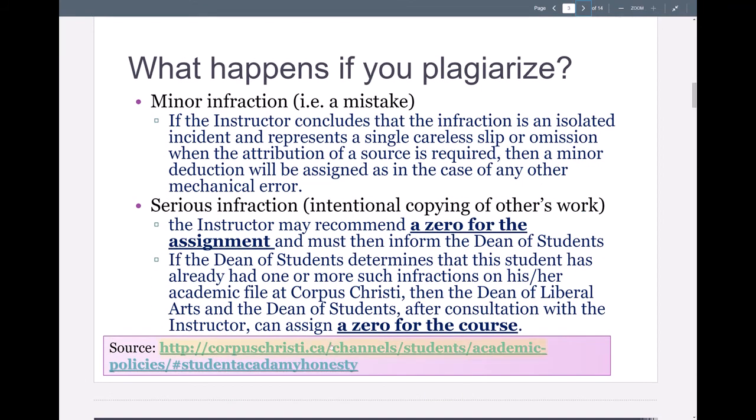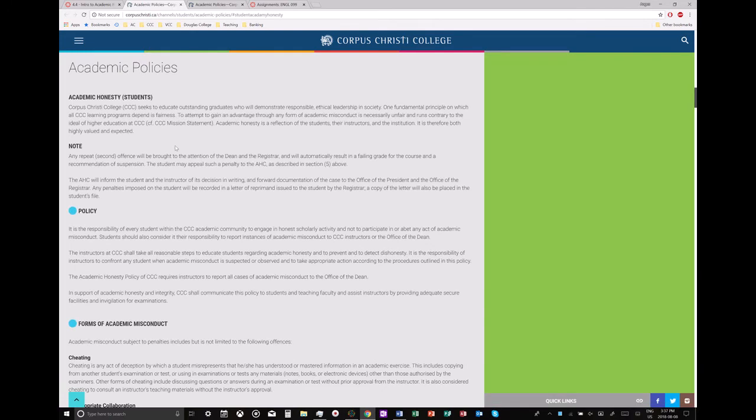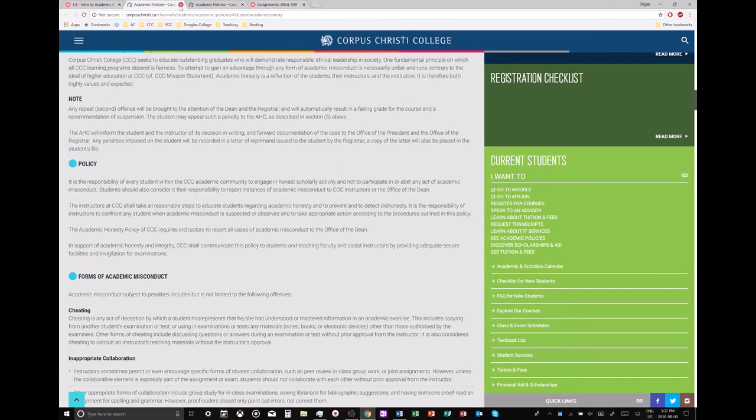So again, you have more information. It's the same page again. What academic honesty is about. So you've seen this already.